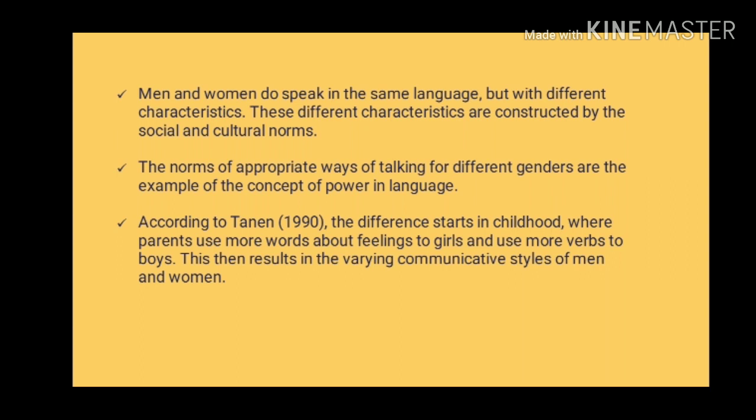The norms of appropriate ways of talking for different genders are an example of the concept of power in language. According to Tannen in 1990, men and women belong to different subcultures as they have been socialized to do so since childhood, where parents use more words about feelings with girls and use more verbs with boys. This then results in the varying communicative styles of men and women.